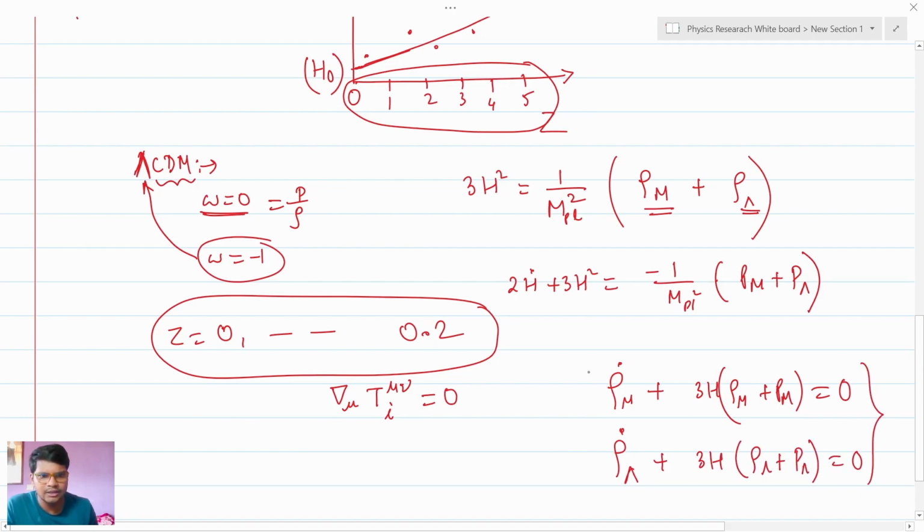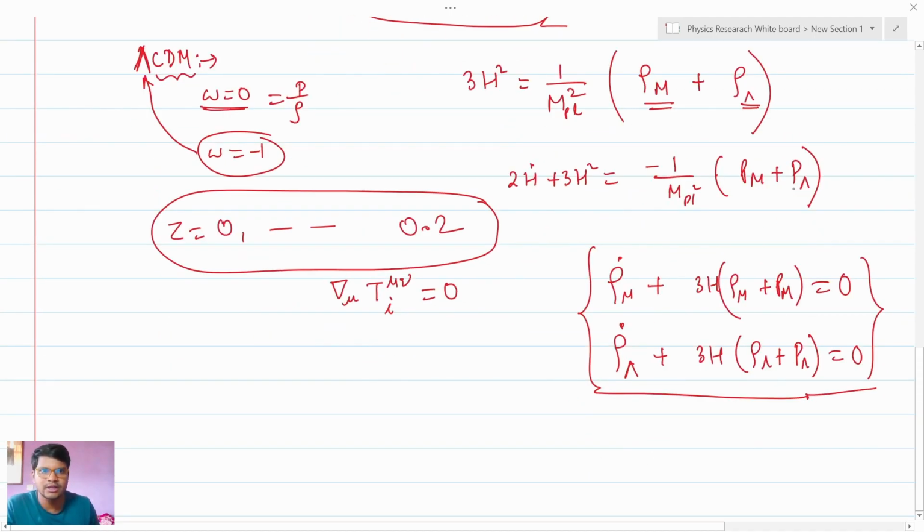So these are again the equation of motion, you can say, for the fluid. These are the continuity equation, and we have this Friedmann equation. Now, what is the way of explaining it? We are trying to estimate S0.